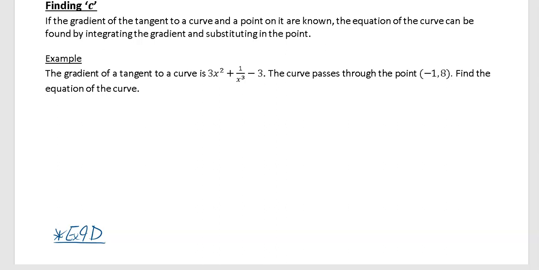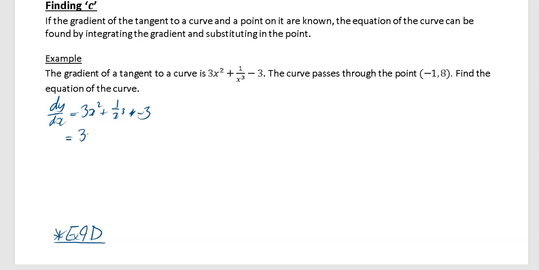This example says the gradient of a tangent to a curve is 3x squared plus 1 over x cubed minus 3, and also the curve passes through the point (-1, 8). Find the equation of the curve. The gradient of the tangent to the curve is given by that function, so dy by dx is equal to 3x squared plus 1 over x cubed. Oh, sorry, that's a minus 3. So we have 3x squared plus 1 over x cubed minus 3 as the gradient of your function.